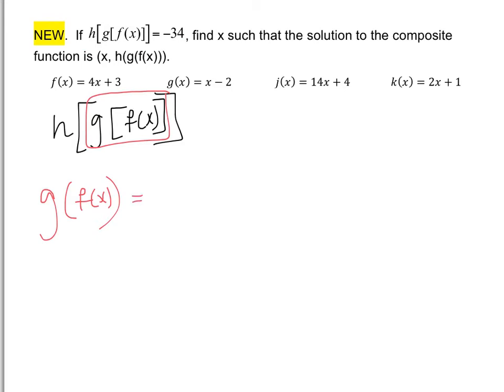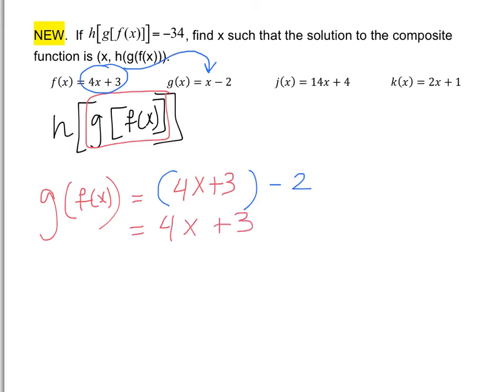So now you need to plug in f and g. So the f should be plugged in the x of g. So g is basically x minus 2. So I'm going to put parentheses for x, and then I'm going to put minus 2 on the outside. And what's going to go in these parentheses is f. So 4x plus 3. See how we plugged in the function f in the x? So it's going to be 4x plus 3 minus 2, 4x plus 1, and this is g of f of x.